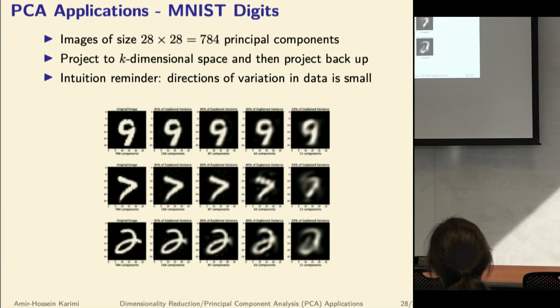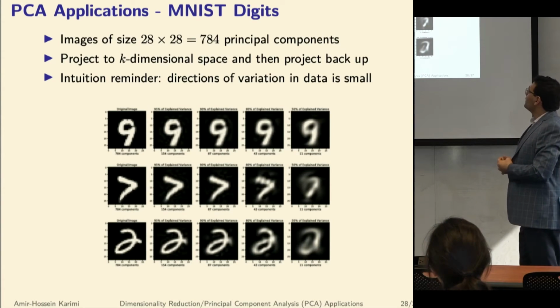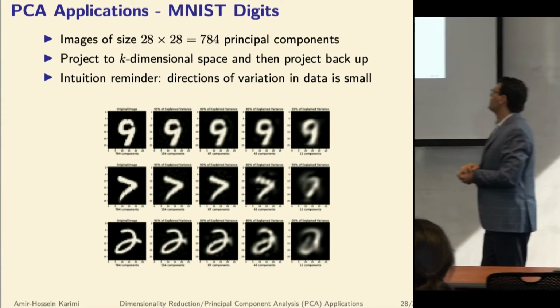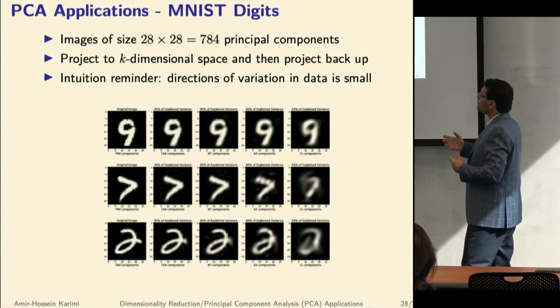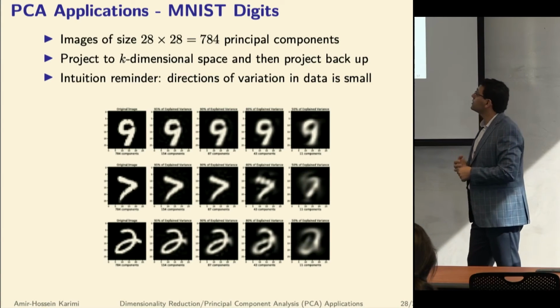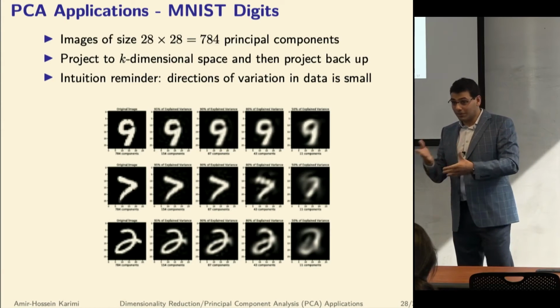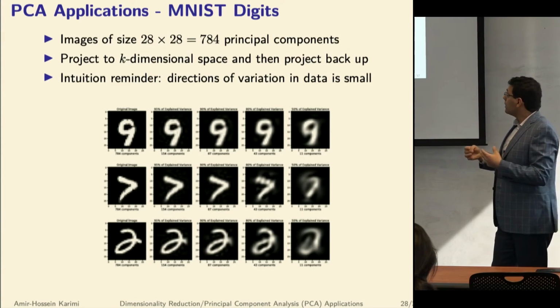So let's look at some applications. This is image data corresponding to the MNIST data set, which I think all of you are now familiar with. It's just a data set for handwritten recognition. Each of the images is 28 by 28 pixels, or 784 dimensions. We want to go from 784 dimensions to some lower dimensional space.